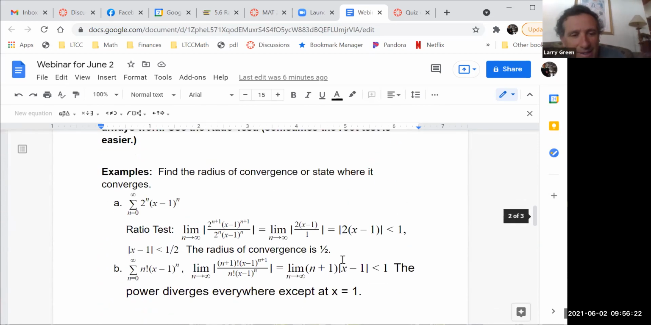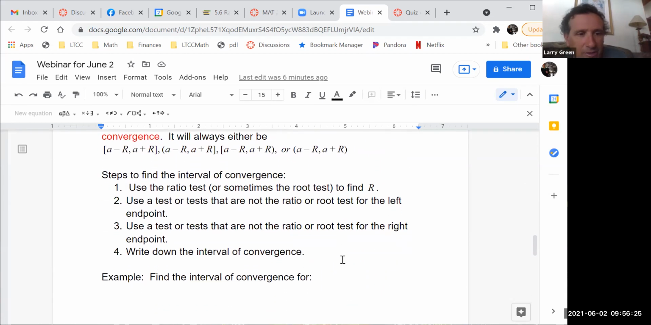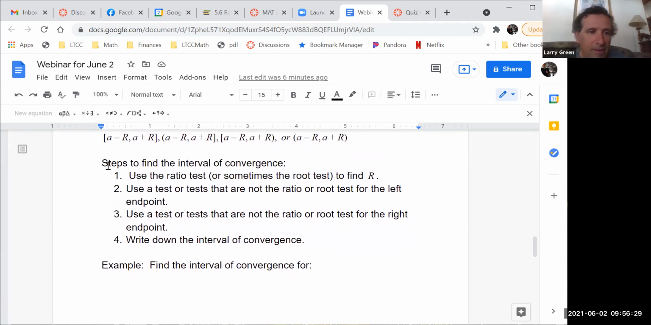Okay, now that I said that, we can do the type of problems you're going to have to do. Let me give you a step-by-step process for finding the interval of convergence. Step one, use a ratio test, or occasionally a root test, but almost always a ratio test, to find the radius of convergence. Then use a test or tests that are not the ratio or root test for the left endpoint. By the way, if you're at an endpoint, the ratio or root test will always fail. Don't use it. Number three, use a test or tests that are not the ratio or root test for the right endpoint. Then step four, write down the interval of convergence. Any questions on the strategies?